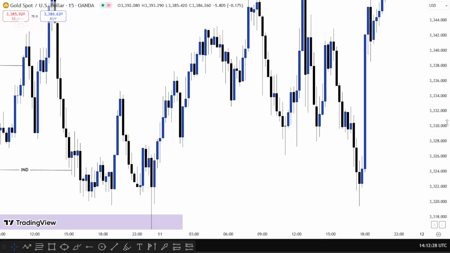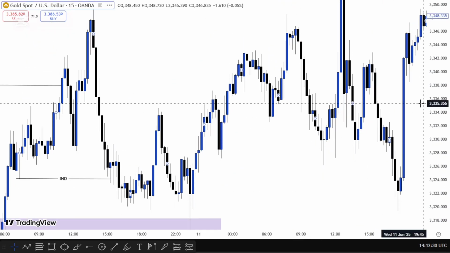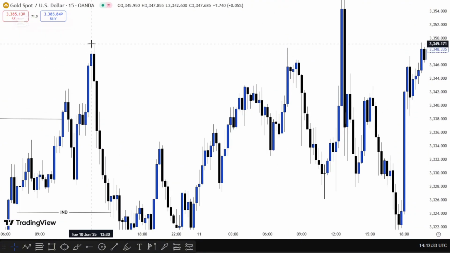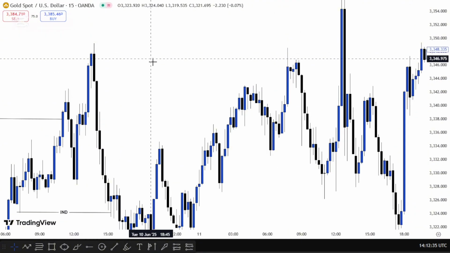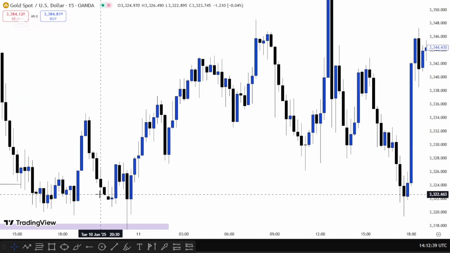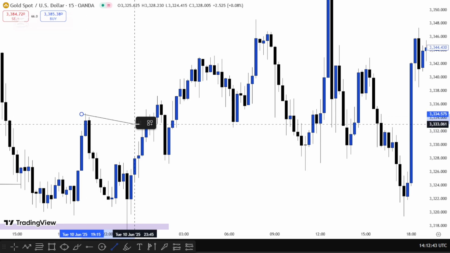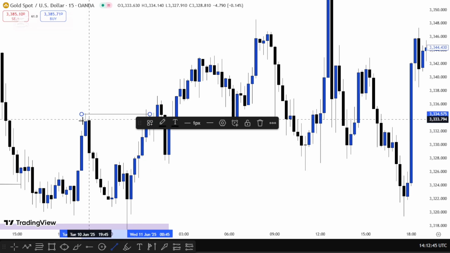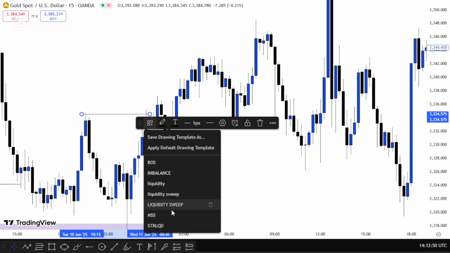So now let's look at another one again right here. All right, that high was not taken out. Still, your goal is for that high to be taken out. All right, so now whatever happens, your mind should just be made up in a way. We have market structure shift. All right, we have our market structure shift.